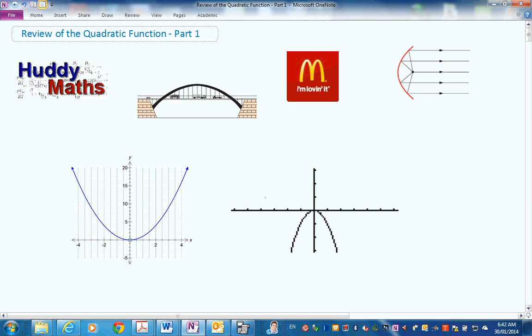We're going to go back and look at some of the things you're supposed to know about the quadratic function. So, what's a quadratic function anyway?